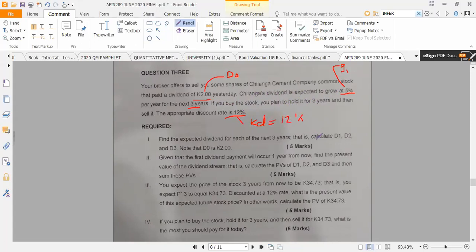So question 1, 5 marks. Find the dividend you expect in the next 3 years. Calculate D1, D2, and D3. We've confirmed that D0 is 2.0.